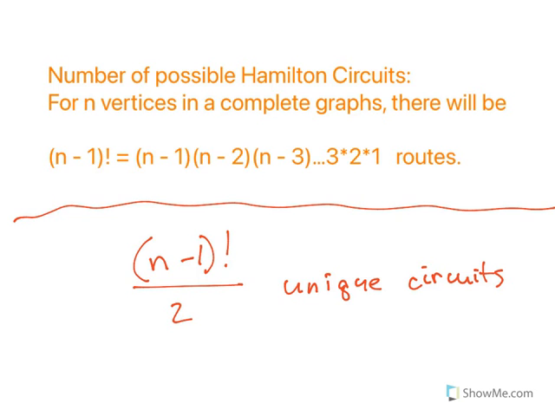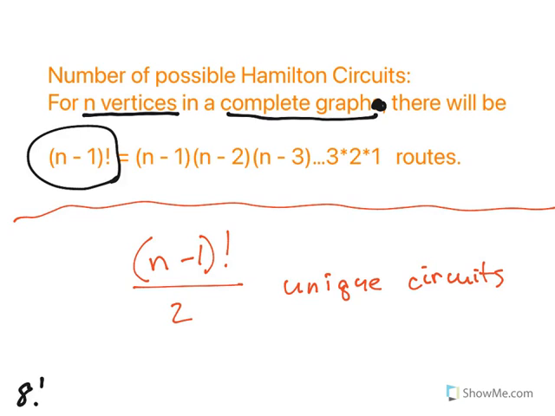Okay. To find the number of possible Hamilton circuits for n vertices in a complete graph, there will be basically n minus 1 factorial. Now, n minus 1 basically means we're going to take however many vertices there are and plug that in. Factorial, if I would have 8 factorial, that's like saying we have 8 times 7 times 6 times 5 times 4 times 3 times 2 times 1, which is what this right here shows. Okay, so factorial, for some calculators, there is a button for that.